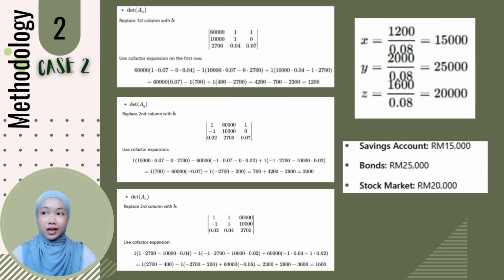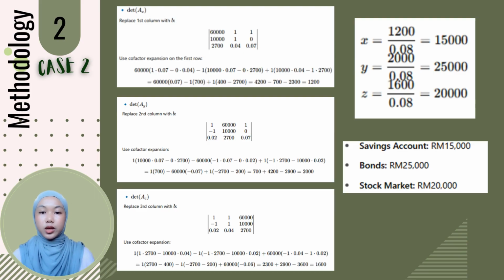For determinant AX, we replace the first column with B. After that, we use the cofactor expansion on the first row, and it became 1,200. For determinant AY, we replace the second column with B and use the cofactor expansion on the second row, and it became 2,000. For determinant AZ, we replace the third column with B and use the cofactor expansion on the third row, and it became 1,600.